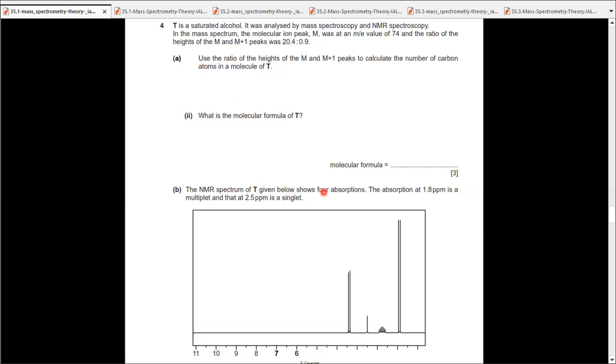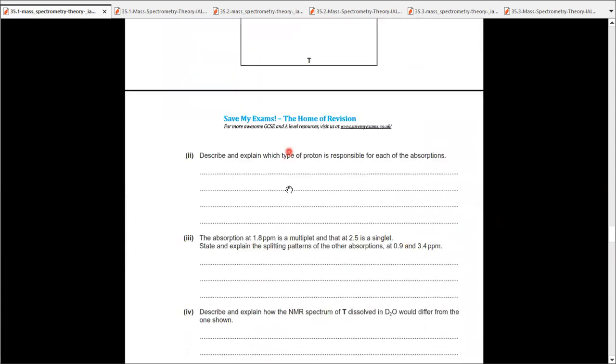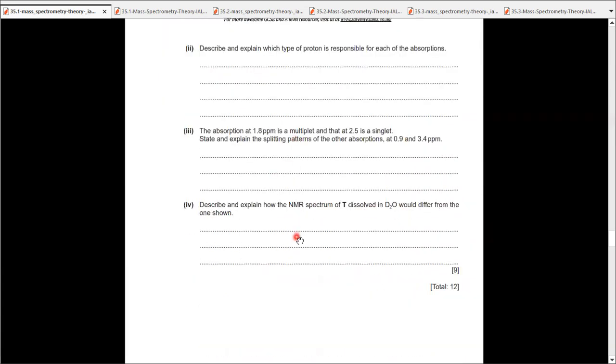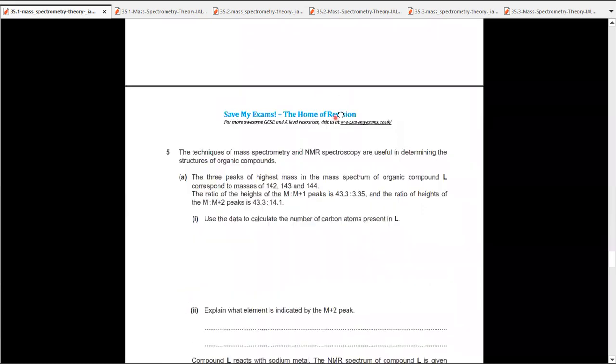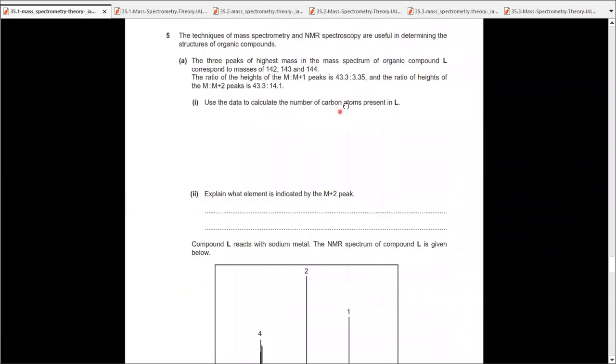They are asking for a molecular formula, not a structural formula. So C4H10O. Perfect. Now you've done it right. Okay, let's skip the NMR part, all of it. Moving on. Yes, number 5.